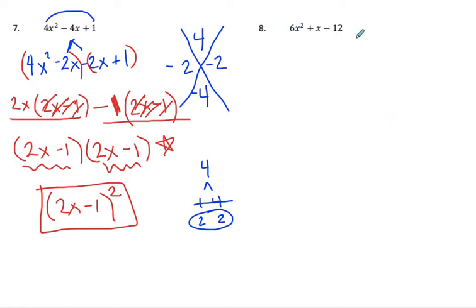All right, on number 8. So now we're looking at 6 times negative 12. Okay, so if I multiplied that, I get negative 72 for my calculator. And I want those to add to, I'm going to write in a 1 there.